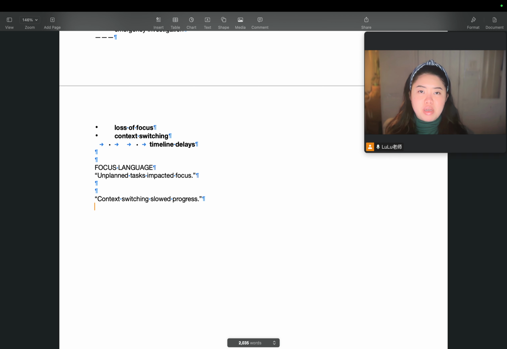Good. And sometimes working on too many tasks at the same time, let's say working on 3 tasks at the same time, can reduce efficiency. And that is the idea behind context switching. Good. Great. So now let's go to the next one.